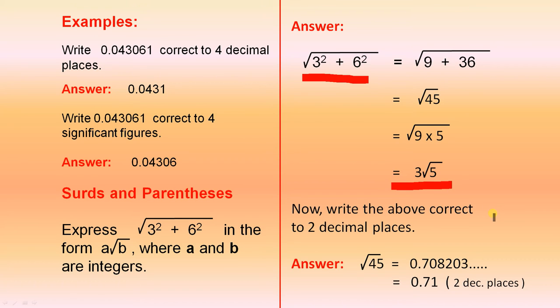Now write the above correct to 2 decimal places. So the square root of 45, if we put that in our calculator, we get all these digits here, and it continues on forever. Now remember, when you go to correct to 2 decimal places, you have to look at the next digit. See how this digit is an 8? You increase the 0 to a 1. So the better approximation is 0.71, and that's 2 decimal places.